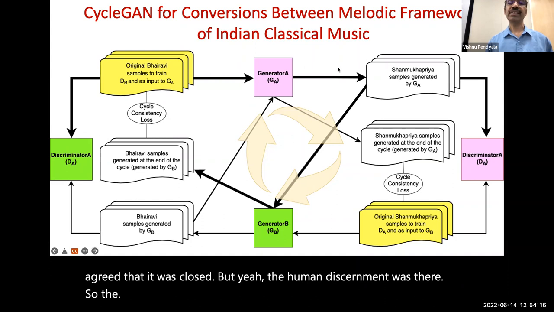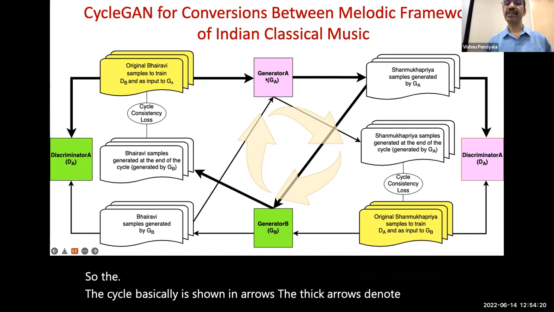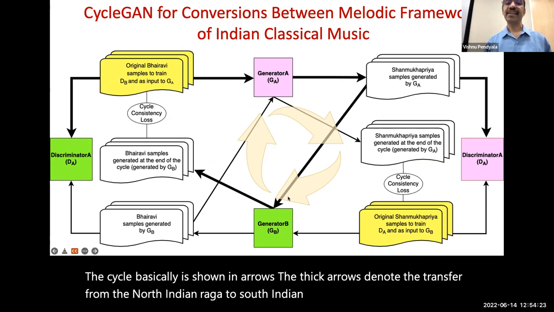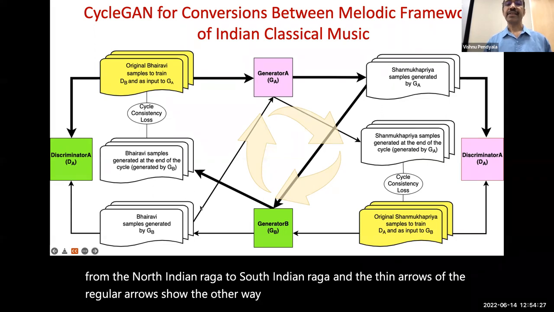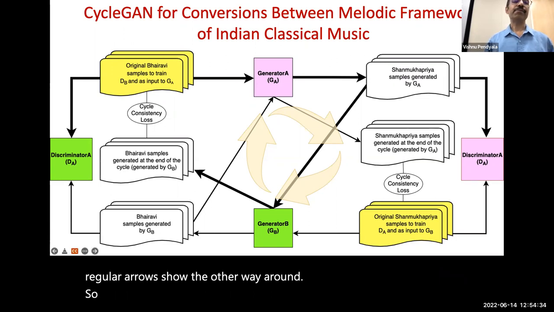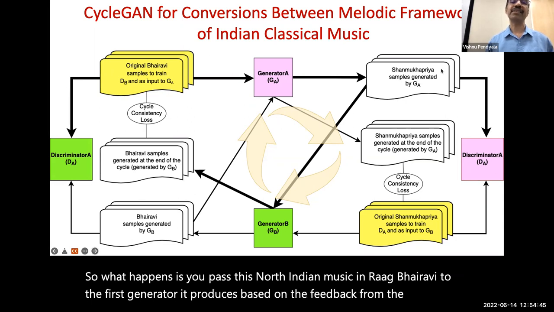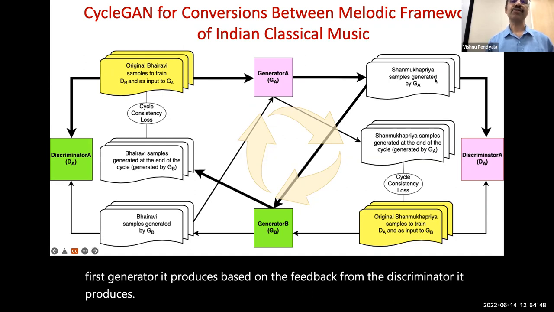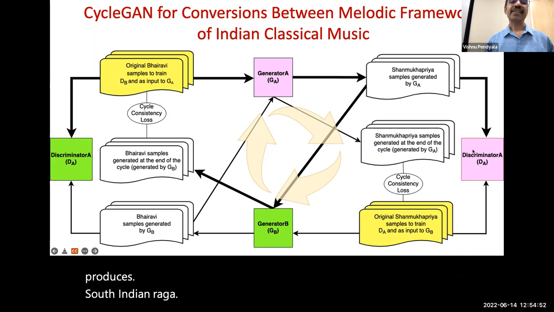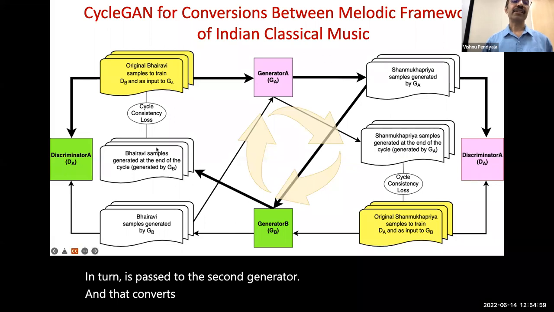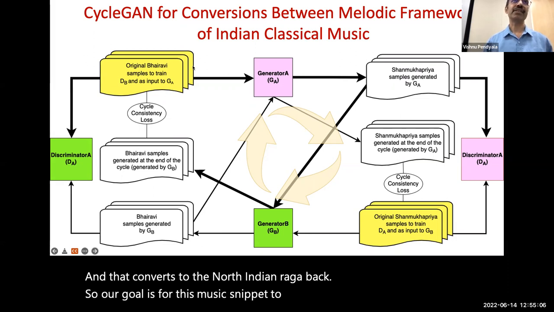So the cycle basically is shown in arrows. The thick arrows denote the transfer from the North Indian raga to South Indian raga, and the thin arrows, the regular arrows, show the other way around, right? So what happens is you pass this North Indian music in raga Bhairavi to the first generator. Based on the feedback from the discriminator, it produces the South Indian raga, right? And that in turn is passed to the second generator, and that converts to the North Indian raga back.